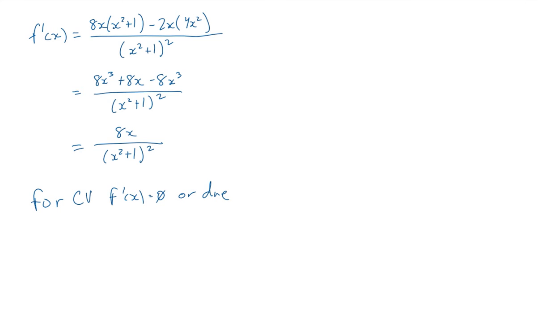Now in this case, again, this is what I was hinting at. This derivative exists for all x. It might look like it has a vertical asymptote, but it doesn't, right?